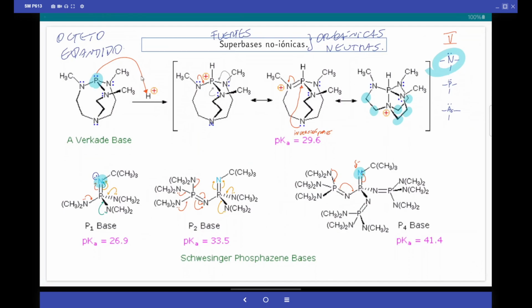That is why a base so strong that its pKa is very high, around 30. That is super basic. The same here, only that this one is open, not cyclized. We have that this nitrogen here has several possible resonances. Then the nitrogen is protonated here instead of the phosphorus.